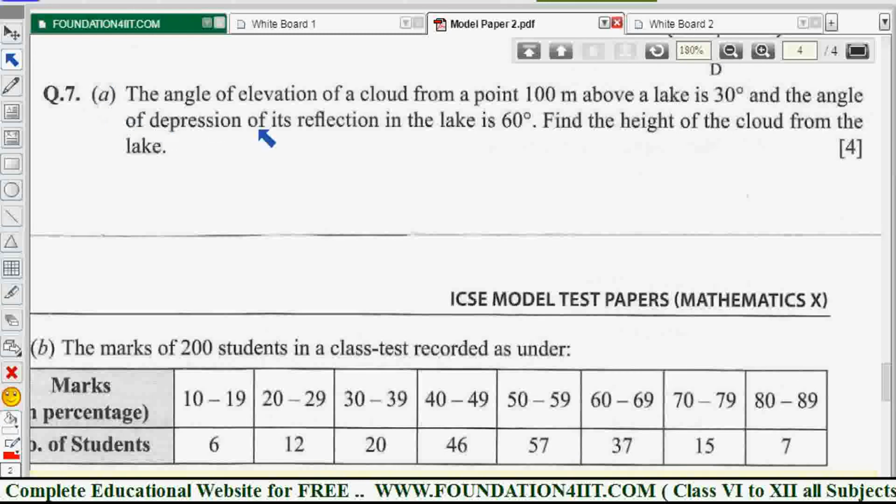This is the applications of trigonometry, first one. The angle of elevation of a cloud from a point 100 meters above a lake is 30 degrees, and the angle of depression of its reflection in the lake is 60 degrees. Find the height of the cloud from the lake. So let us draw a diagram and understand clearly.